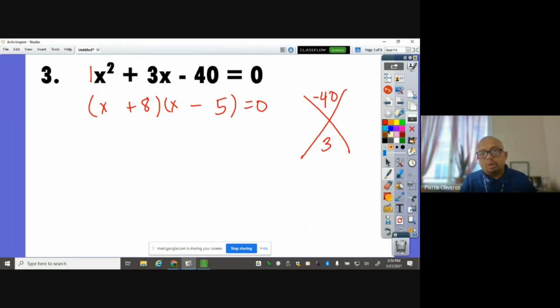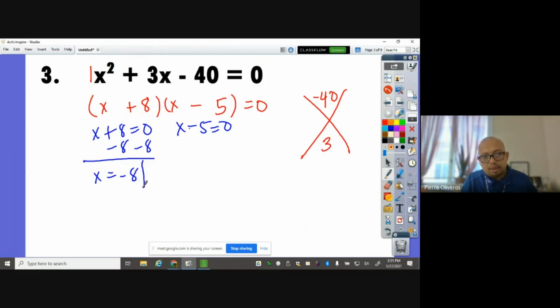Now we can do like what we did in the first two problems. We're going to apply the zero factor property. X plus 8 is equal to 0. X minus 5 is equal to 0. Minus 8, minus 8. X equal to negative 8. Plus 5 here, plus 5 there, x equal to 5. And that's the answer. Kaboom.